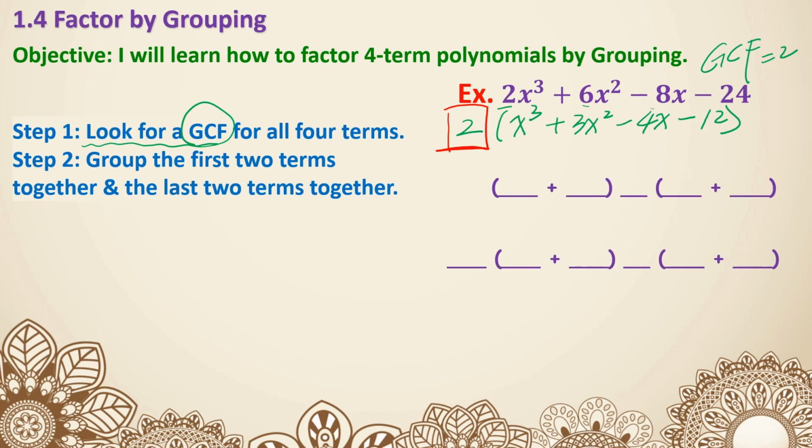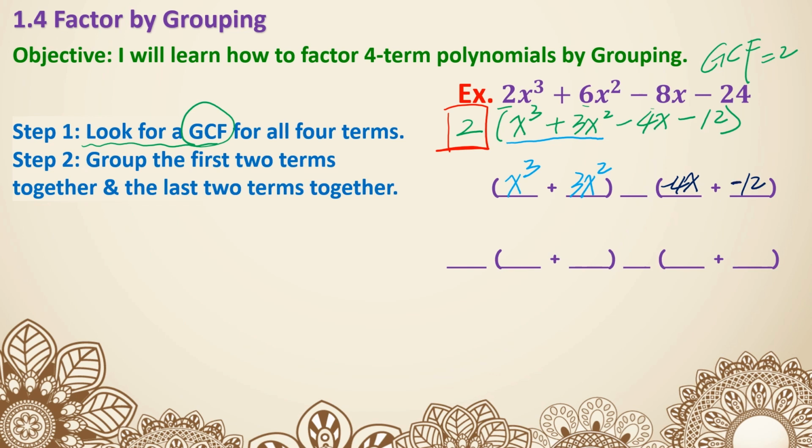For now, we are going to write the first two terms, group them together, x cubed and 3x squared. And then the next two terms, we're also going to group them together. Oh, let me actually use a different color. We have a negative 4x and a negative 12.